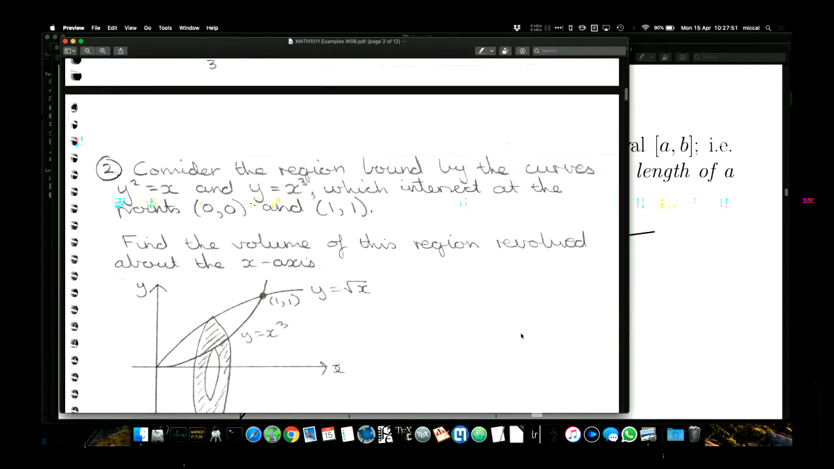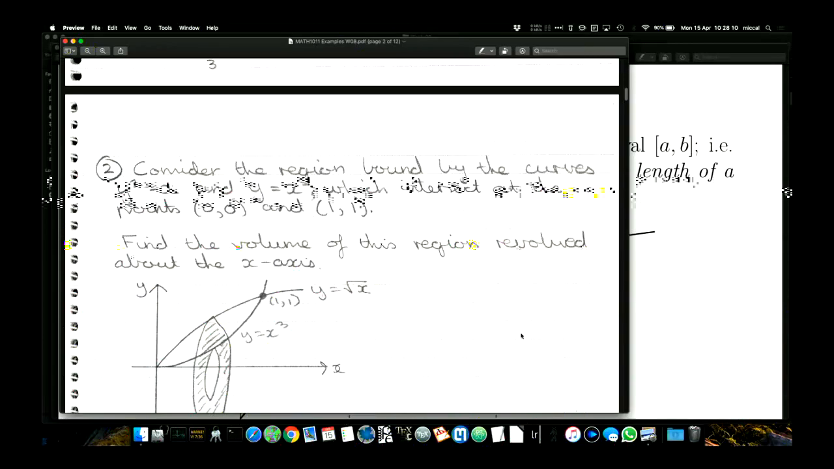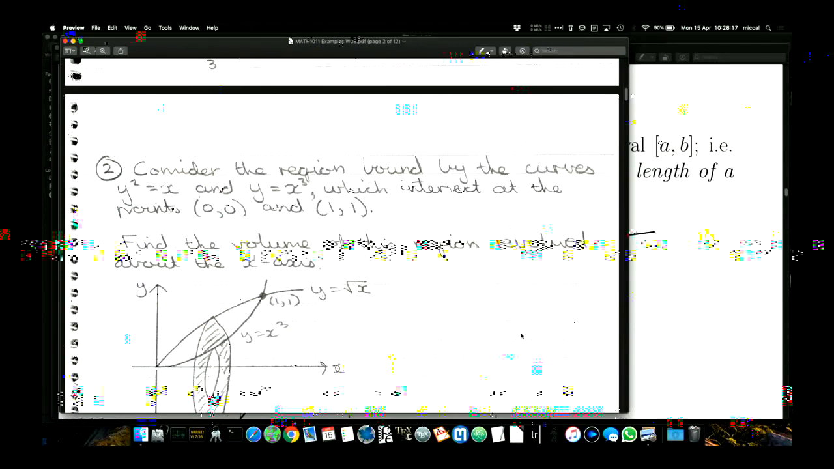Let's say we've got this region bound by the curves y equals x cubed and y equals root x. And I imagine I'm rotating them around the x-axis, and I want the volume. So you can imagine I could do this two ways. I could find the volume of the upper part, root x, revolved. That'll give me a solid. And then find the volume of x cubed and subtract them.